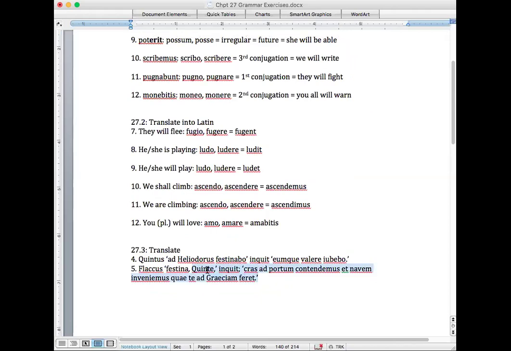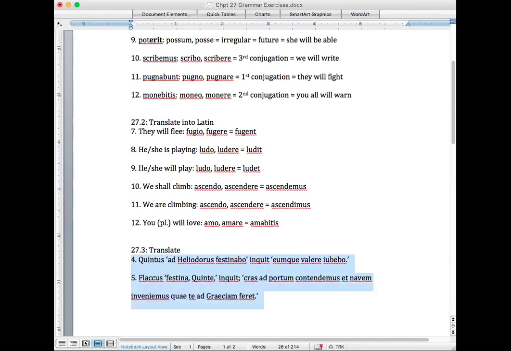Okay, and 27.3, got a translation. I'm not going to type these out. Notice that your verbs here are going to be future. So Quintus said, I will hurry to Heliodorus. And I will bid him farewell, or I will say goodbye to him.